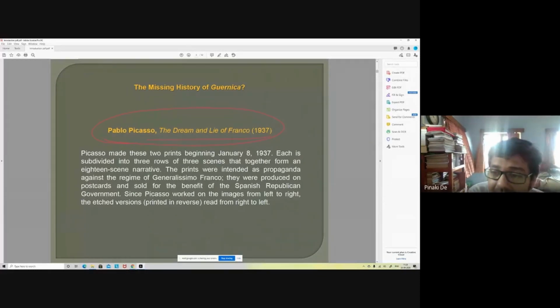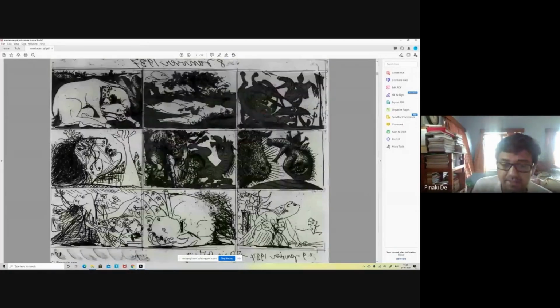So there are 9 plus 9, 18 panels of painting. Let me show you that. So this is the Dream and Lie of Franco. And you can see even a person like Picasso is actually dependent on what I call sequentiality. Don't you know that? Sequentiality. This is the way we normally read a comic. So can you see the Z vision?